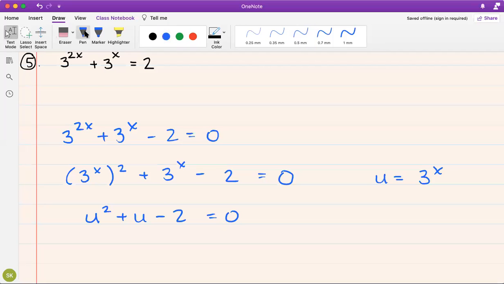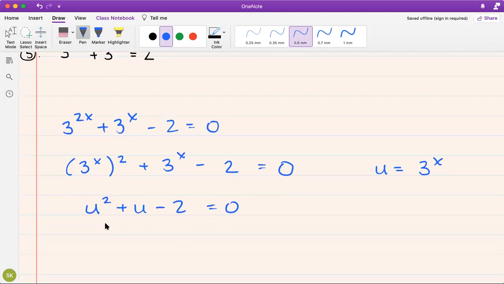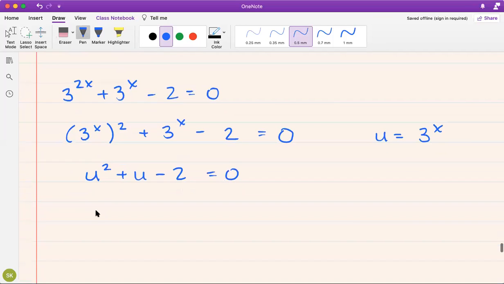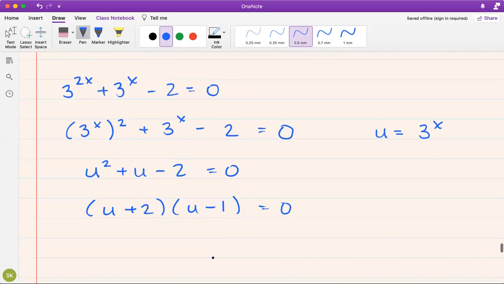Why is that helpful? Well, now we have something that looks like a quadratic. I have u squared plus u minus 2. And if we pretend like u is x here, we can factor it. So this is the same thing as u plus 2 times u minus 1. Double check that. Let's square it. U squared, negative u plus 2u makes a positive u, and then a negative 2.